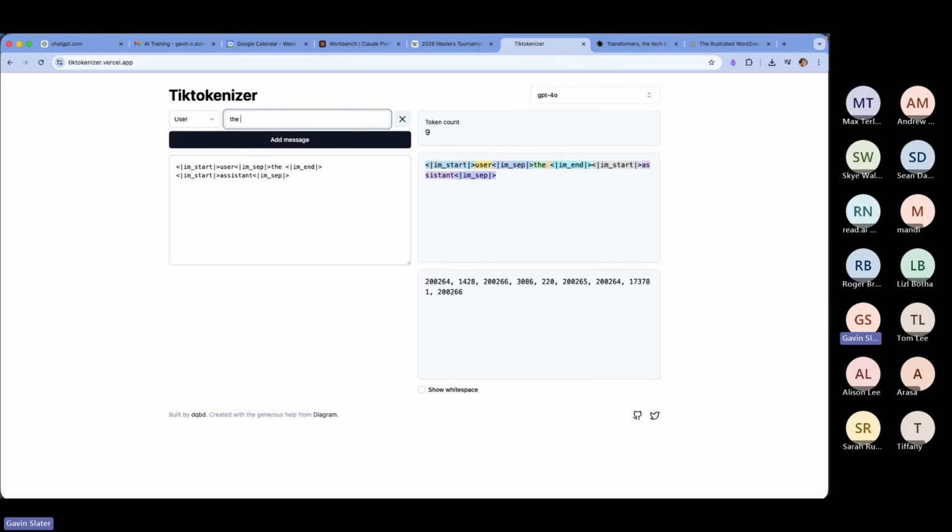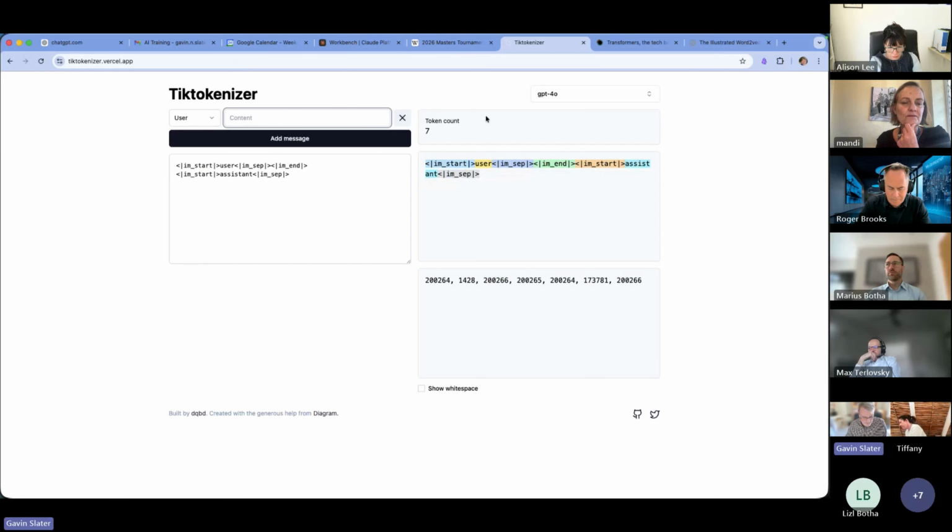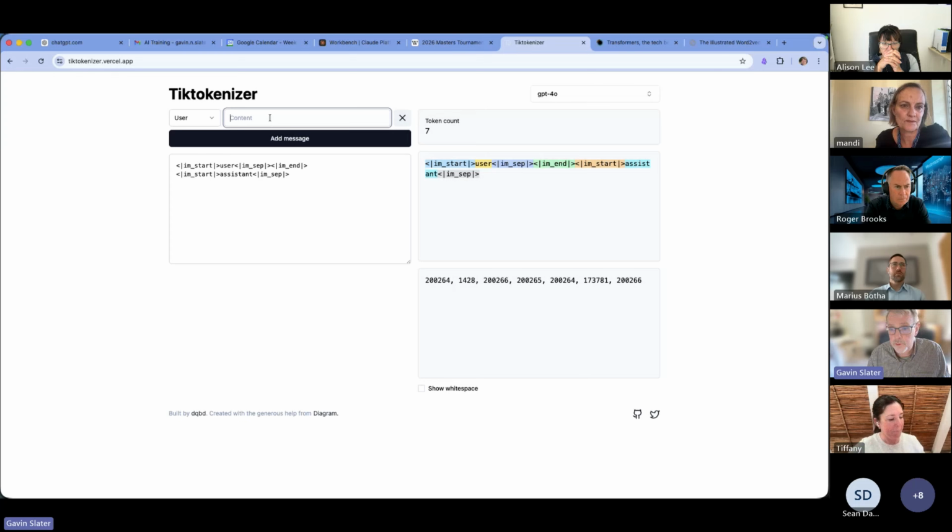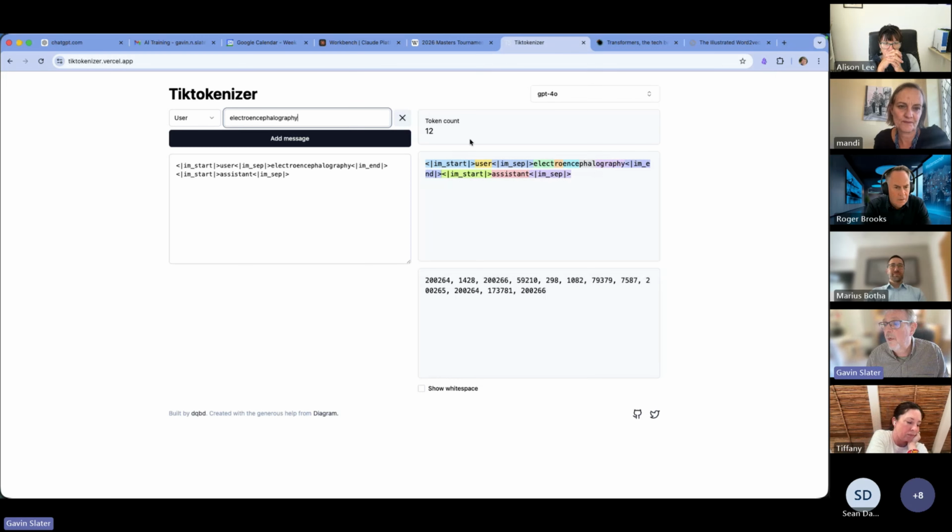So if I simply type in here, the cat sat on the mat, that gives you one word equals one token. But if you take a word which is not as common, then of course it's going to be broken up into smaller tokens. So I think my example here was electroencephalography. Yeah, so in that particular case, it broke that up into these particular tokens here.